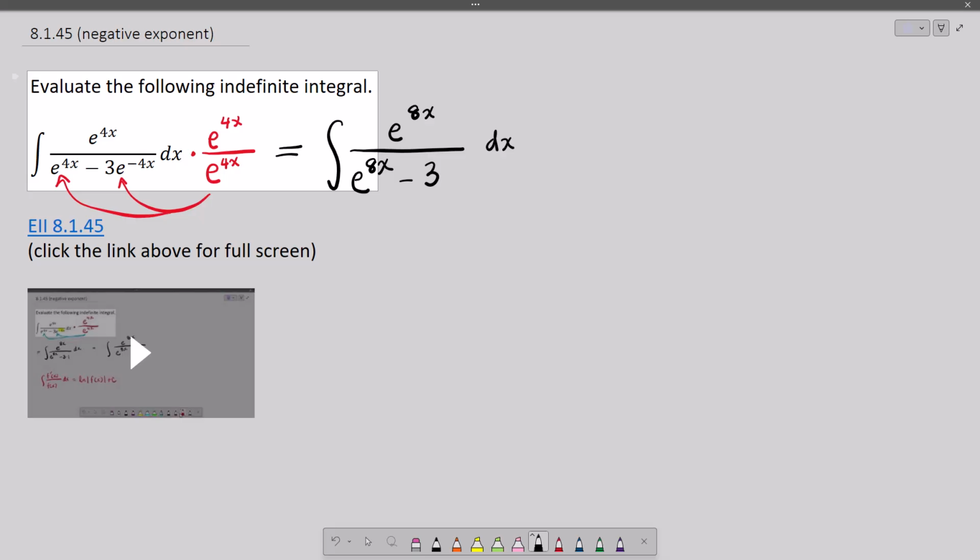But if we notice this log form option, we can sprinkle the fairy dust again, we can throw a 1 in there in the form of 8 over 8. And now the denominator's derivative is exactly the numerator. And so now it's in what we have been calling log form. So log form, and I'll put a little LF here just as a reminder that it's log form. So 1/8 natural log, absolute value of the denominator. So there is our antiderivative.